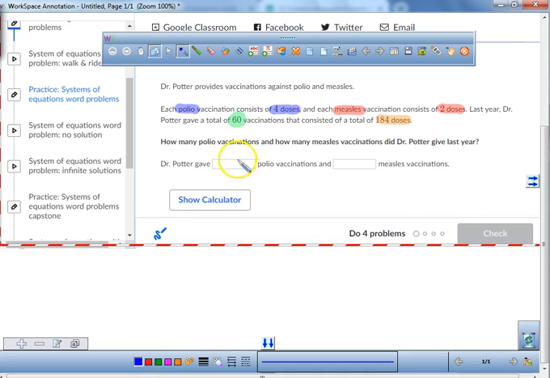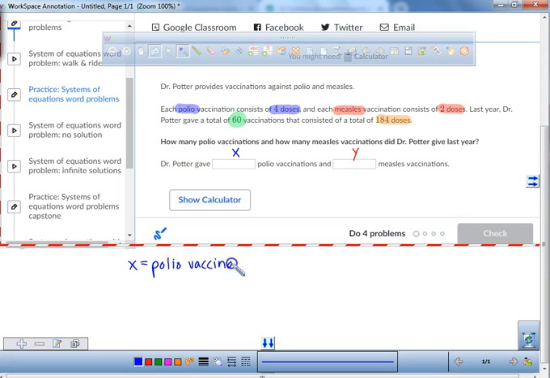So here's what I'm going to do. I'm going to put, this is X, and this is Y. And then I'm going to write down in words what they mean. But X equals polio vaccinations. That's what it means. Whatever your X is going to be polio vaccinations, and Y is going to mean measles vaccinations. I'm going to see if when we set it all up, if this is actually going to work.